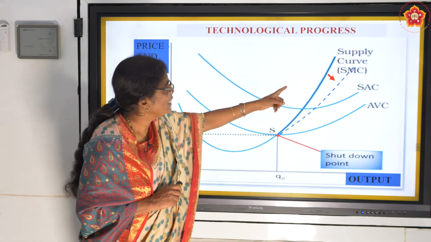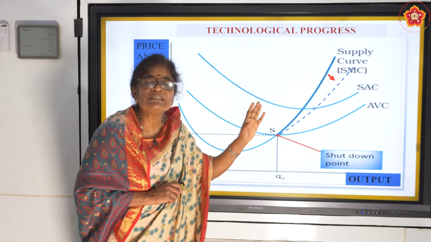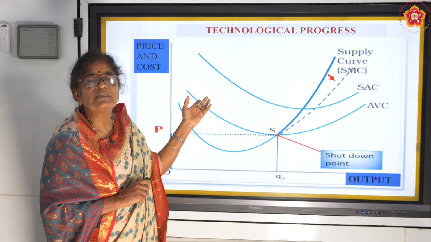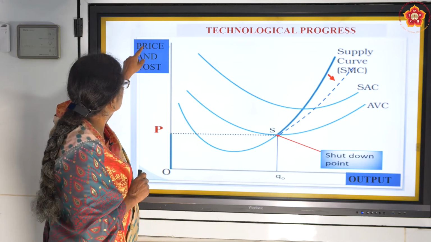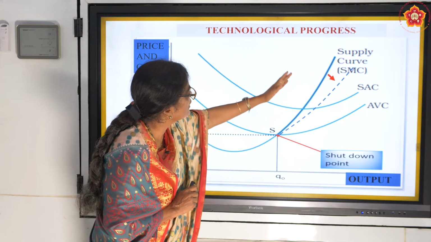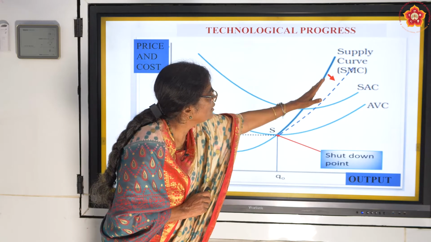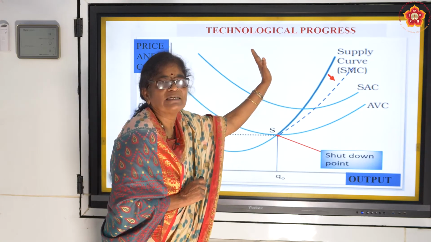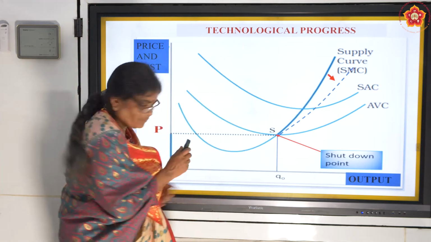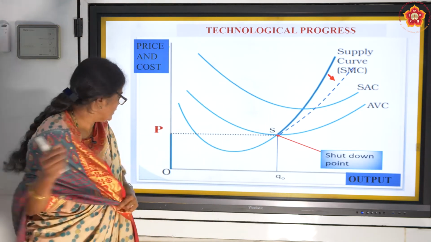What happens? When the cost of production decreases because of labor shortage, labor costs were cut down by improving with new technology. Therefore, what is this? Price and cost. The cost will decline. When the cost declines, what will happen? This is the cost curve only. If the cost is increasing, this will move to this side, the left side. If the cost declines, it comes, because if it is vertical, what will happen?